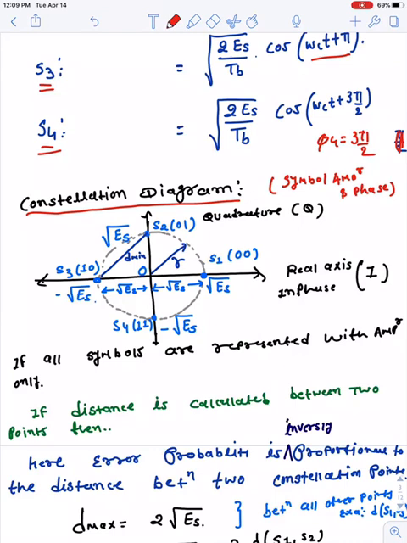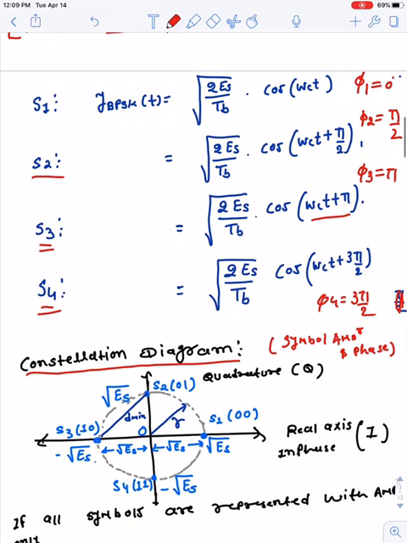So we have four symbols, and the four symbols are represented according to their amplitude and phase. Now we consider the amplitude and energy. Amplitude squared is equal to the energy of the symbol, Es. So the amplitude can be represented as the square root of the energy of the symbol, Es, which we already described in the earlier lecture on QPSK.